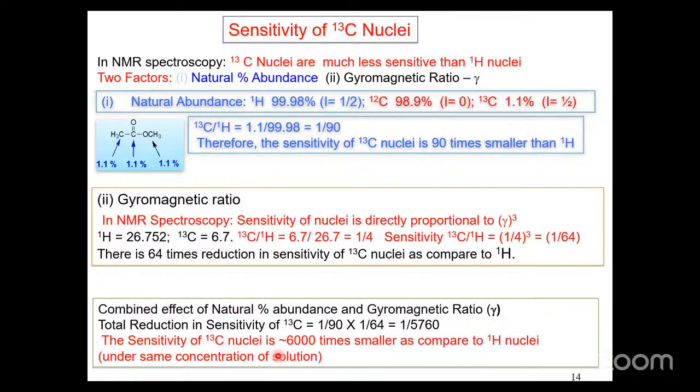So you just try to imagine how much pain scientists must have taken to get this C13 NMR. If you have this H1 intensity, and if you take the same number of scans, the H1 intensity will be like this, while C13 will be very, very small, 6,000 times less than the intensity of H1.